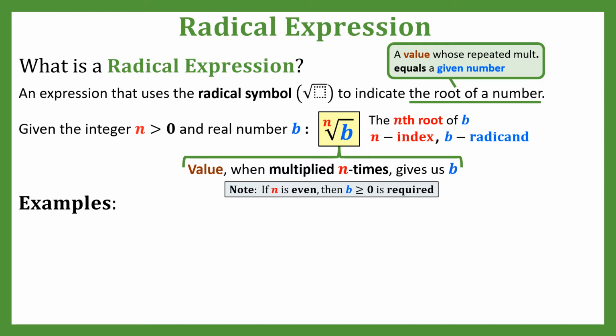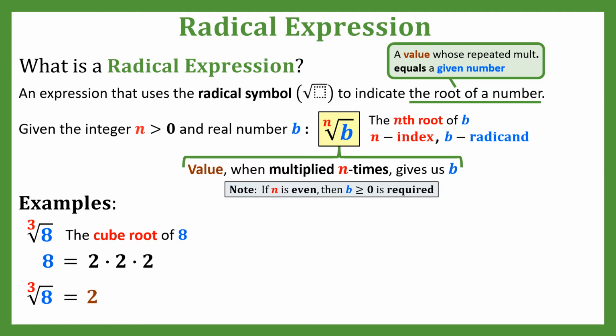Let's now look at some examples. The first example represents the cube root of 8, and we want to evaluate this expression. This means that we need to find a value that when multiplied 3 times equals 8. So let's look at the value of 8. If we factor 8, it equals the product of 2 multiplied by 2 and multiplied by 2. In other words, 2 is the value that when multiplied 3 times gives us 8. And so, the cube root of 8 equals 2.